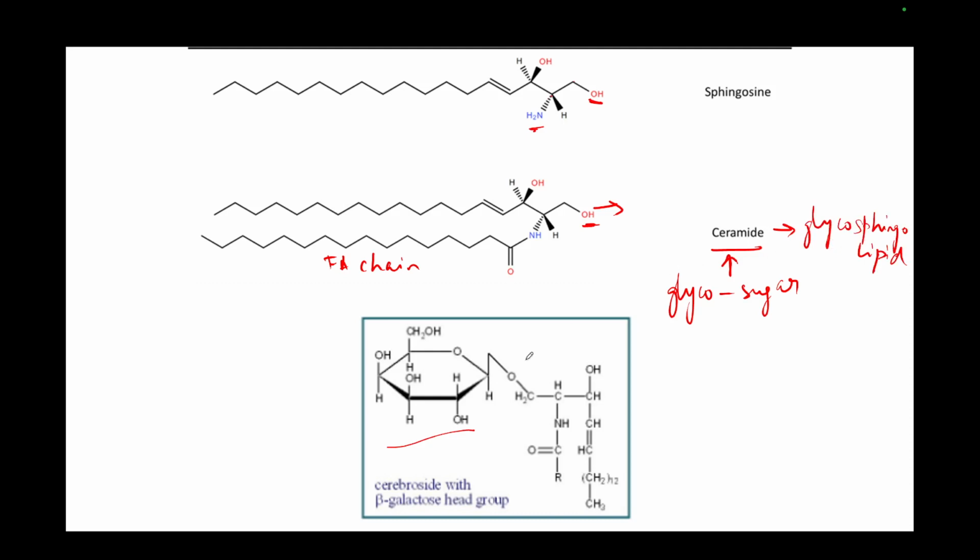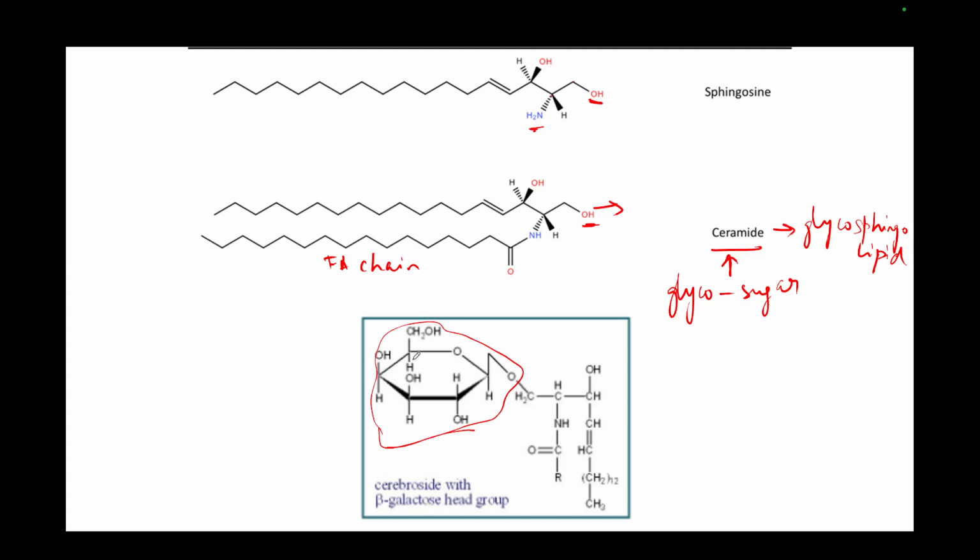Okay. So, any sugar molecule that is attached to the polar head of the ceramide will make it a glycosphingolipid. So, this part will be the polar head group and this part will be the non-polar side chains. Okay. So, cerebroside and ganglioside, I have told you, are two examples of glycosphingolipids.